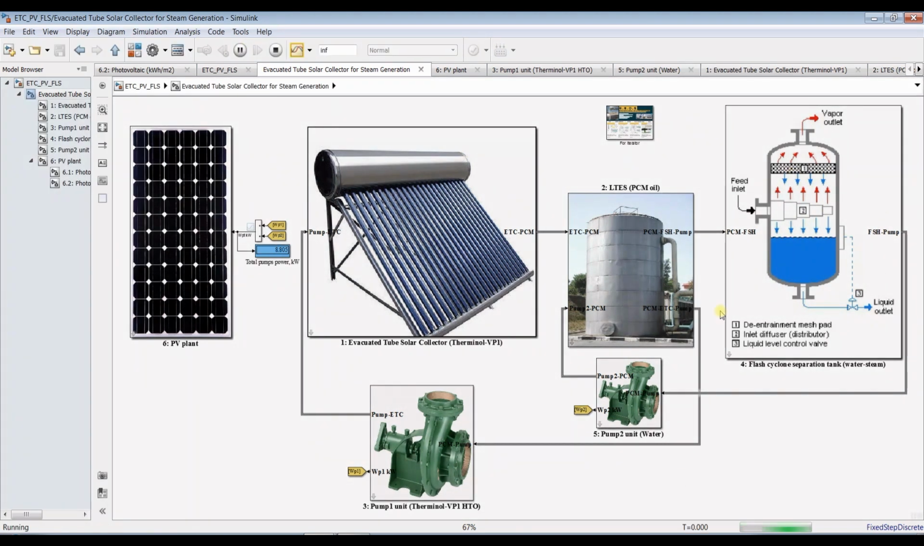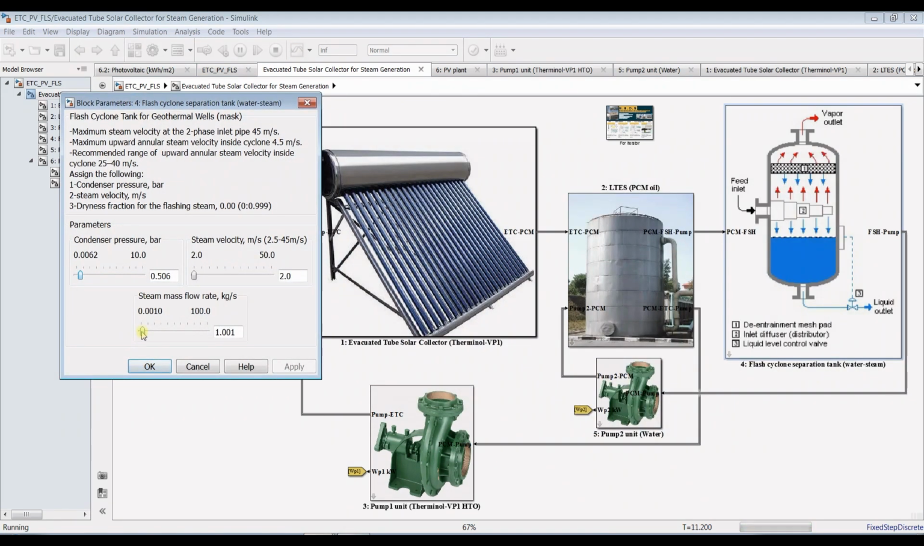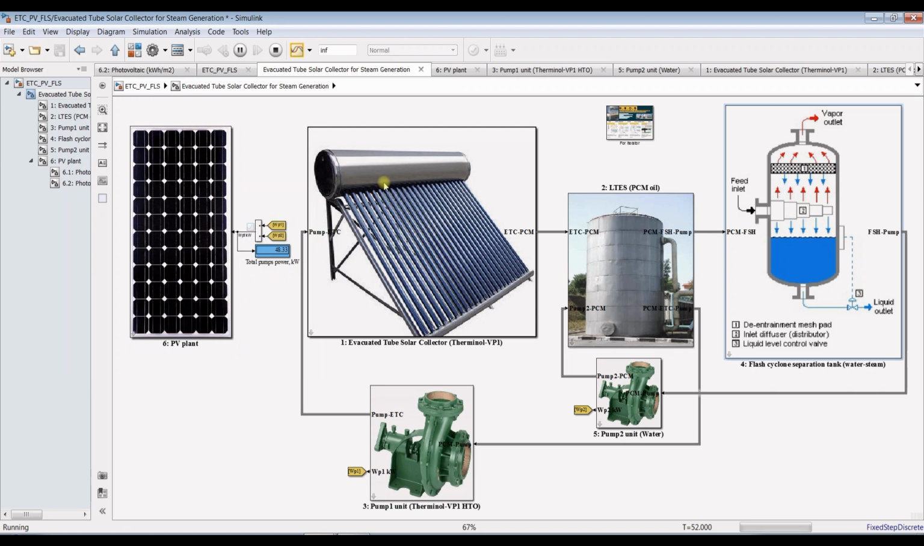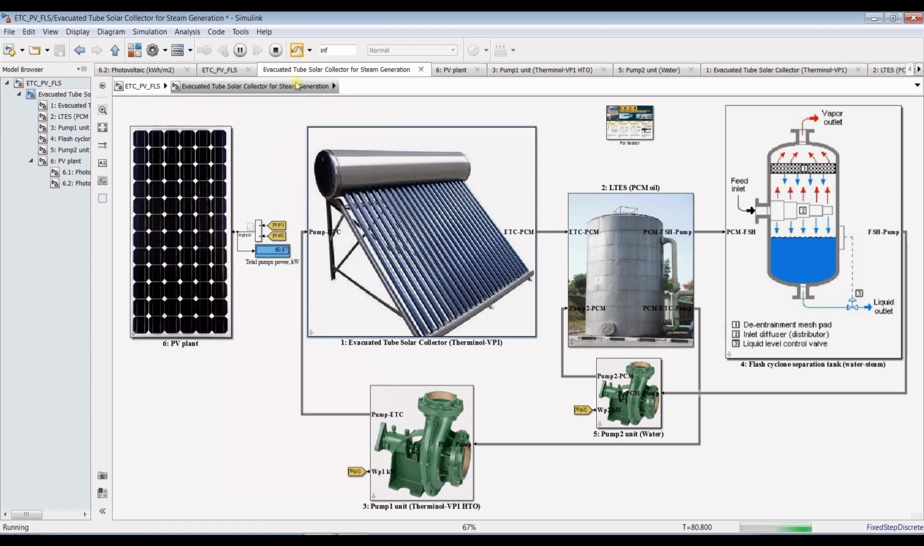Suppose this is our main time. Let's try to increase our steam mass flow rate and condenser pressure, and I'm going to increase the outlet temperature of the solar field. Okay, that's enough for now.